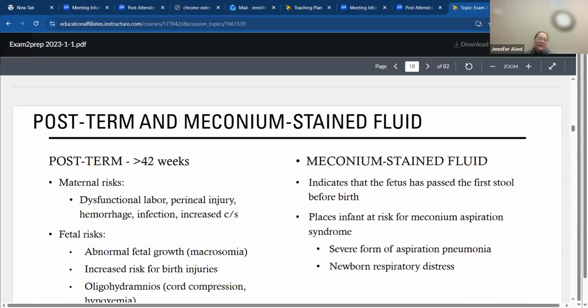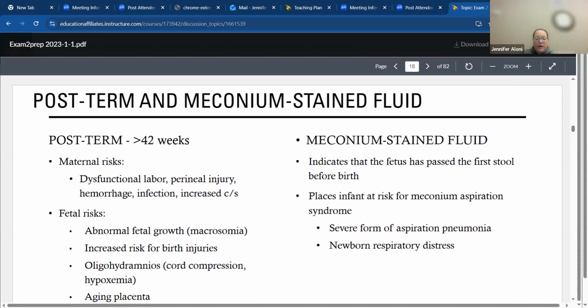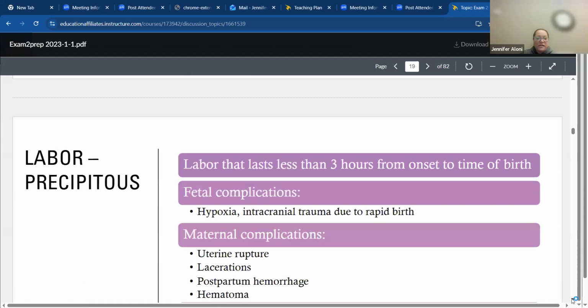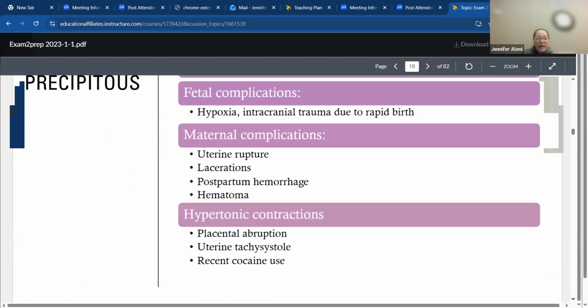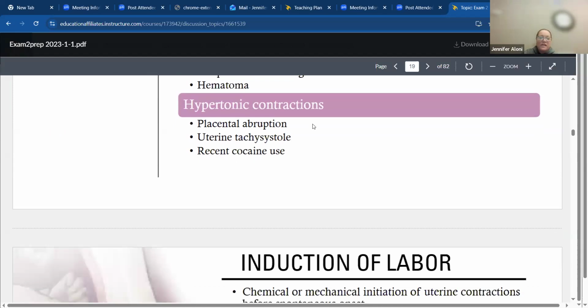Meconium stained fluid, when we have a baby who's post-term, oftentimes they will have their first bowel movement in utero. It puts them at risk for aspirating that, okay? And so we'll have respiratory distress. Sometimes we have really quick labor. What can happen is the uterus can rupture because everything goes so quick. You can hemorrhage, have a hematoma. Oftentimes we're going to see this quick labor with our drug users, so recent drug use is a definite precursor for that.